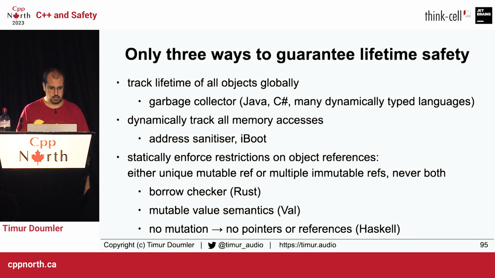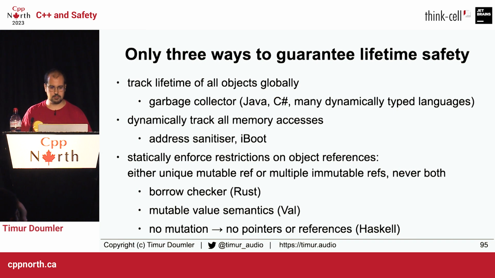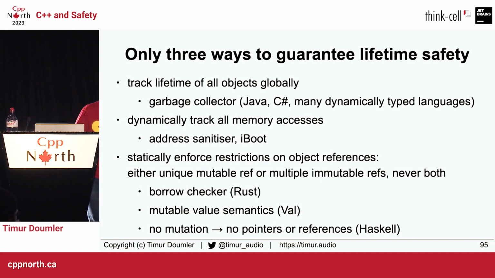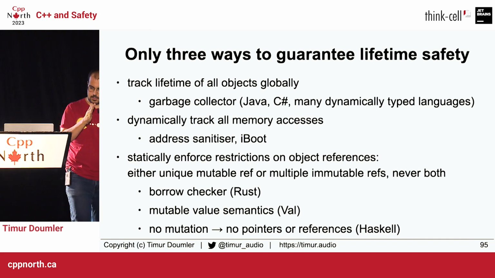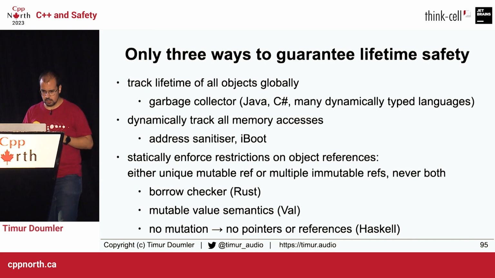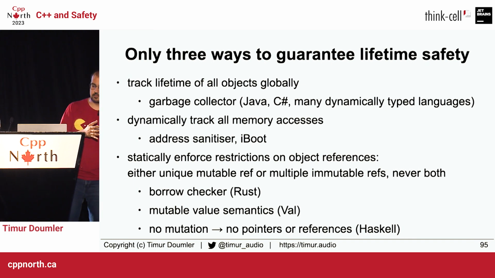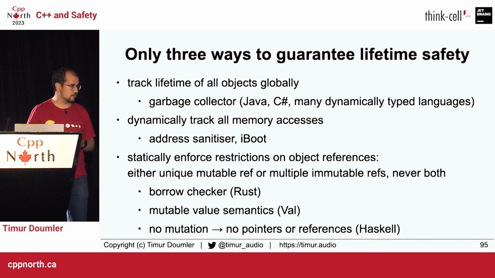And so the last way to guarantee lifetime safety is basically what Rust and Val and all of these modern languages do, is that you statically enforce restrictions on what you can do with object references, right? So either you have a borrow checker, which is what Rust does, or you have Val's mutable value semantics model, which is a little bit of a subset of that. Or you have a model where you have no mutation at all, like in functional programming languages like Haskell.